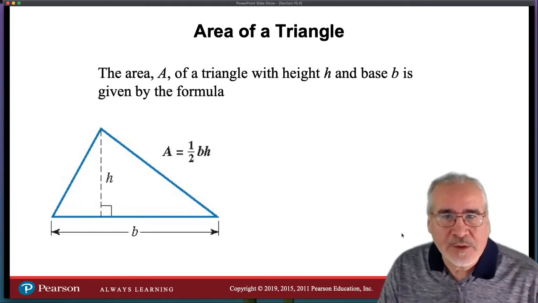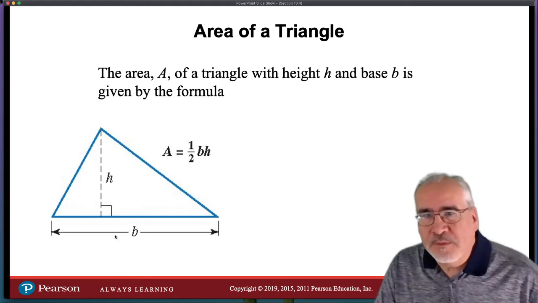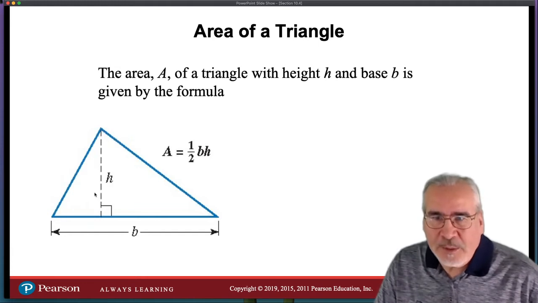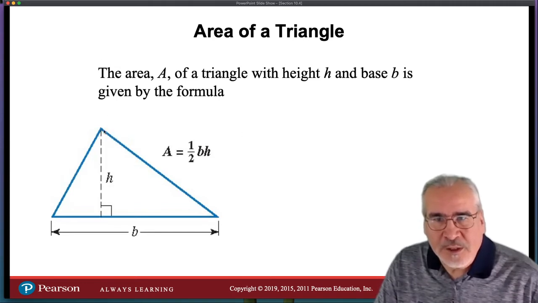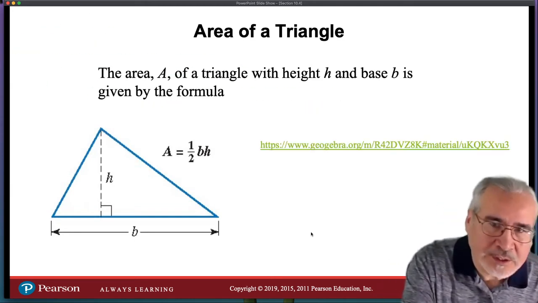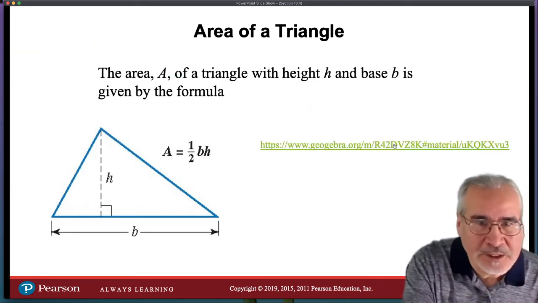Okay. How about a triangle? Well, the area is 1/2 the base times the height. We can see the base, the height. And when you look at this triangle, if we were to draw another one over here, it's half of a parallelogram. But don't take my word for it. Let's take a look at another animation.